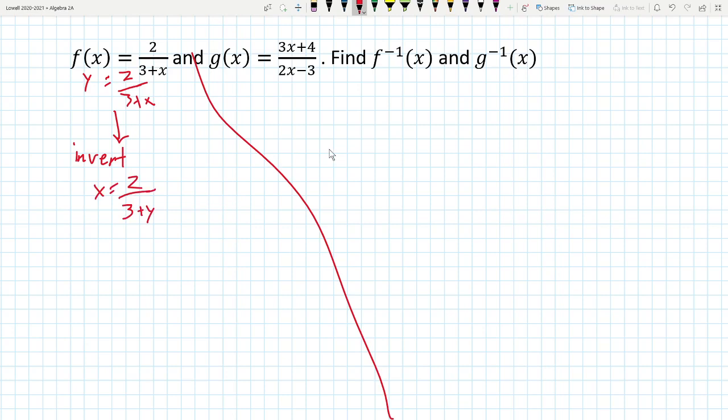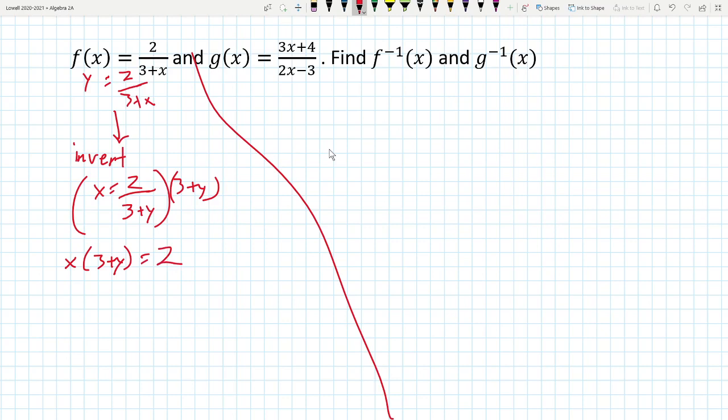Okie dokie. Well, there's actually 2 ways you can think about this. I think the way that seems obvious at first is to multiply both sides by 3 plus y. That seems the more obvious way to me. So on the left side here, we will have x times 3 plus y, and I'm not multiplying this out intentionally, equals 2.